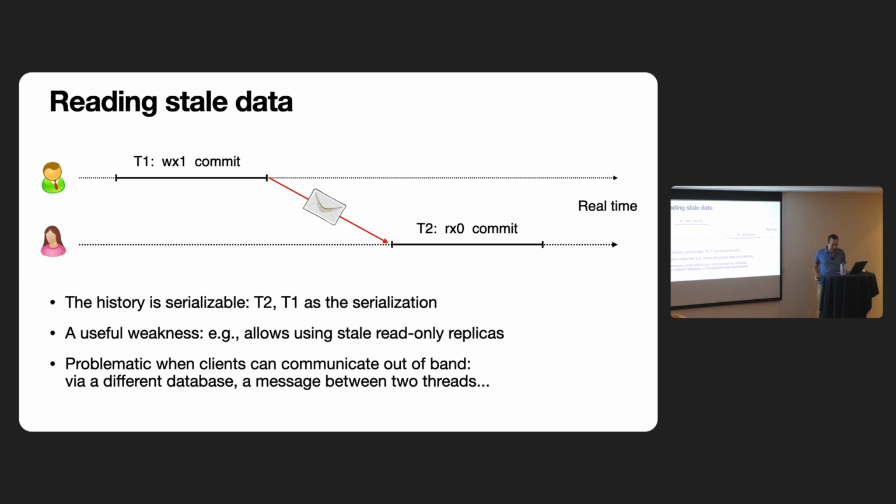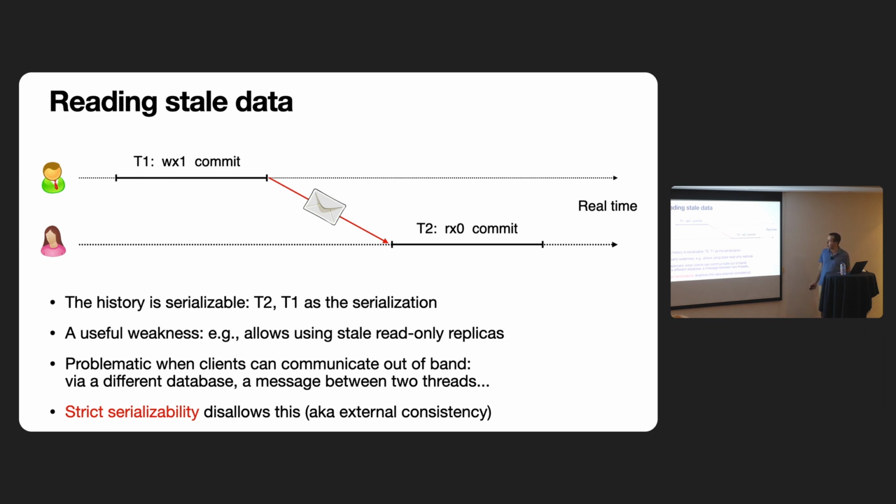To disallow this, there's something called strict serializability, which disallows these kinds of behaviors. So you can also hear people talking about external consistency. So we want external consistency. That means we want to disallow these kinds of behaviors.